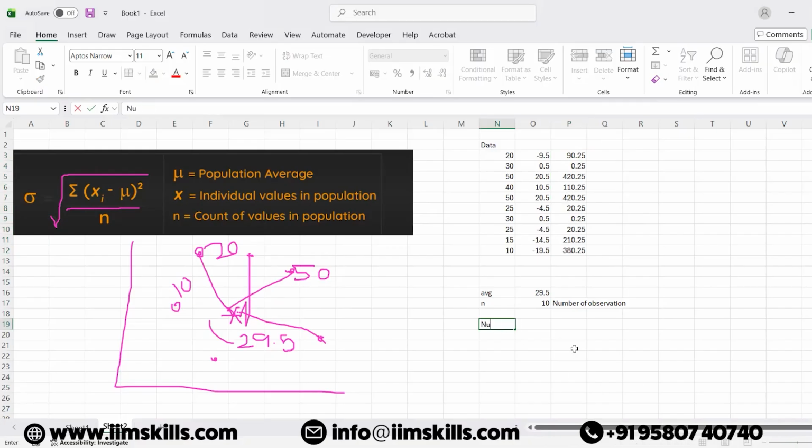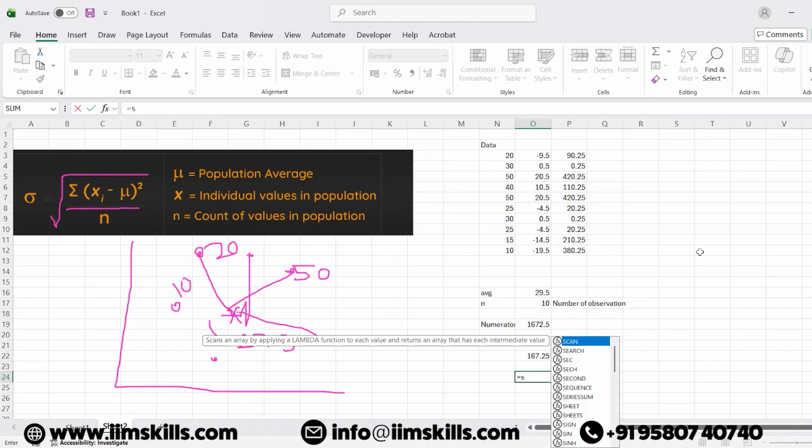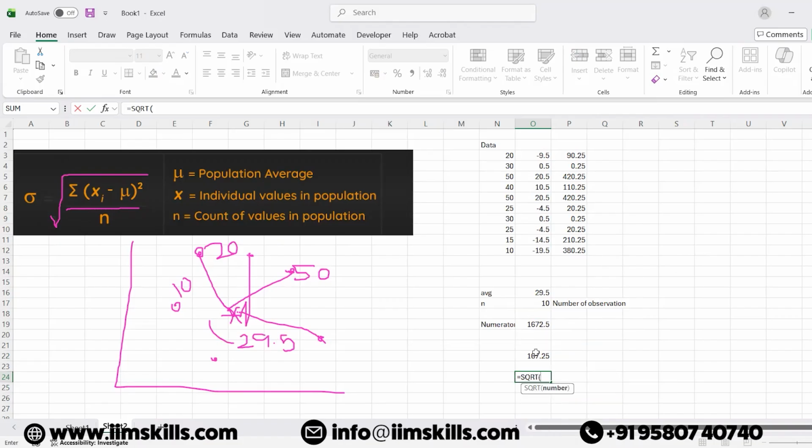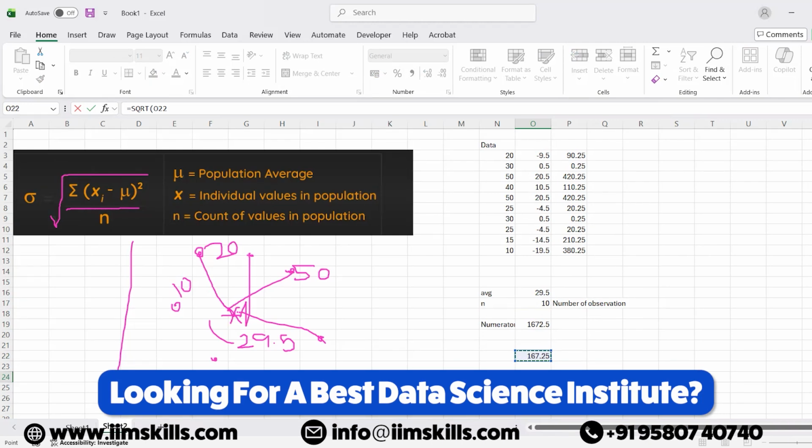Okay. So this is the numerator part. Equal to sum of your answers, that is all the data points, 1672.50. So the sum of squares divided by n. Okay. Number of observations equal to 10, so this divided by 10. Okay, so you got the variance, and now you have to calculate the standard deviation. The standard deviation equal to square root of your variance. So square root of your 167.25. So 12.93 is your standard deviation.